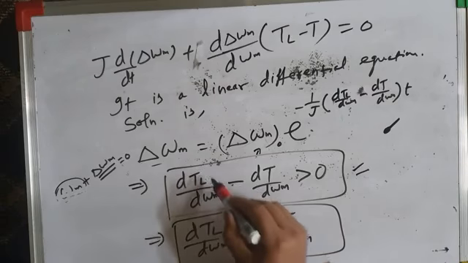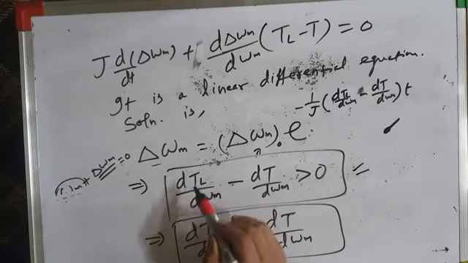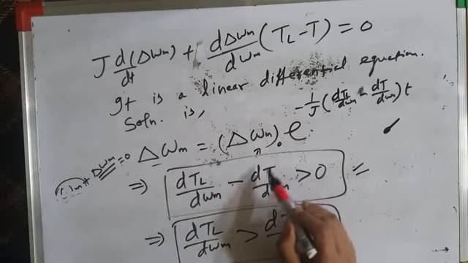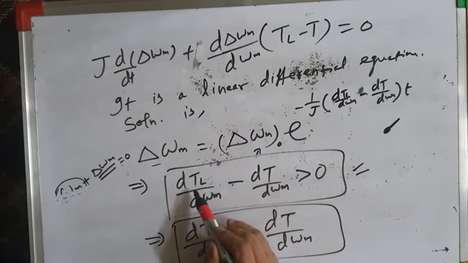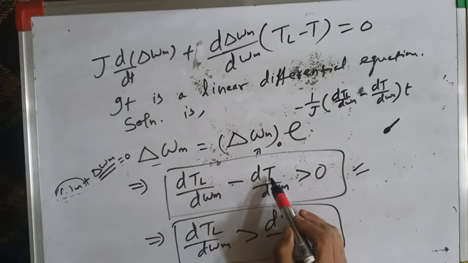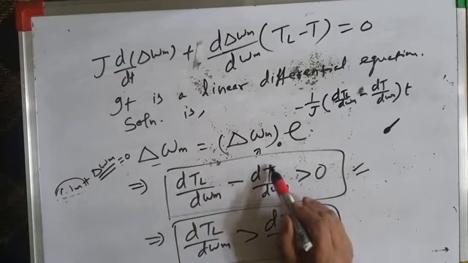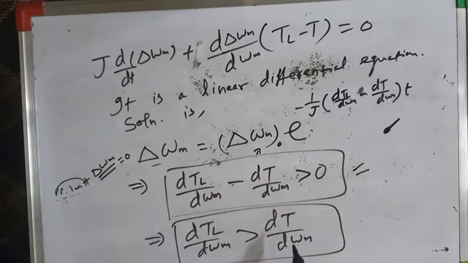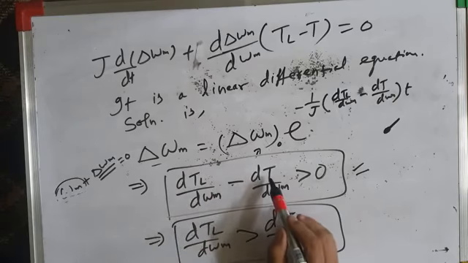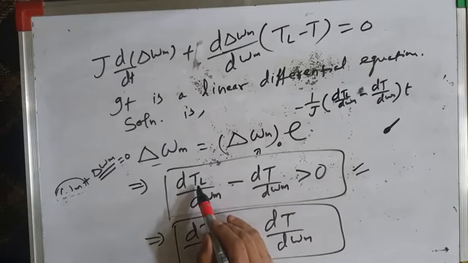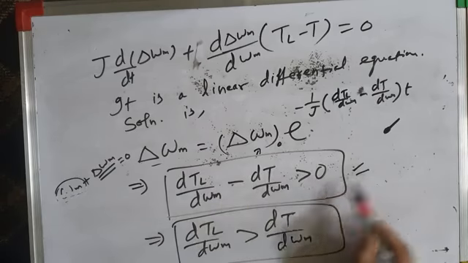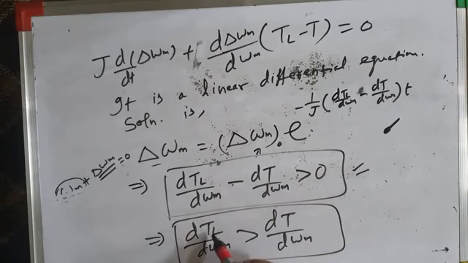If this condition is fulfilled, then we can say the drive is a stable drive, otherwise it is unstable. Which means if both the slopes are positive, but the slope of load torque is more positive than the slope of motor torque, then this condition will be fulfilled and the drive will be stable. On the other hand, if both slopes are positive, but the slope of motor torque is more positive than the slope of load torque, then this term will be less than 0. And when this is less than 0, that means dTL by d omega m will be less than dTe by d omega m, and the drive will be unstable. The operating point will be unstable.